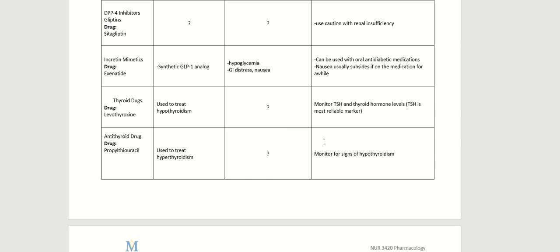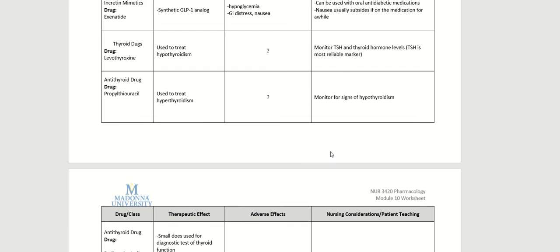PTU, you guys did a really great job with PTU on your discussion boards. So I'm not going to go over that one, other than to say, which most of you got this, that there is a black box warning for PTU for liver injury. So of course, we're going to be monitoring liver enzymes with that medication.